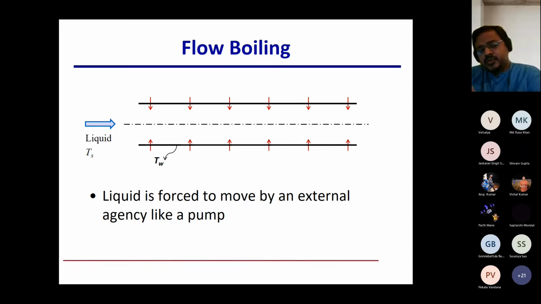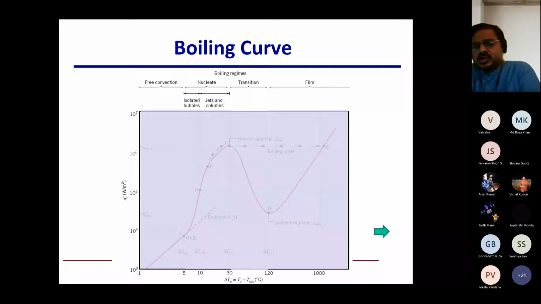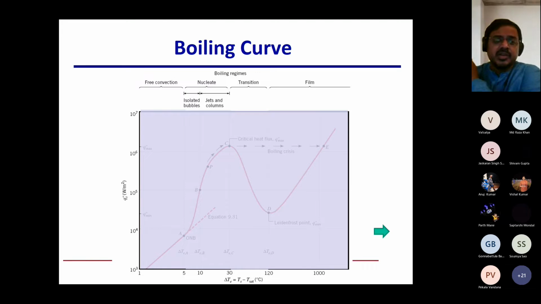And the liquid has to move through this tube. In order to make this liquid move, you need an external agency like a pump. Okay? Now for this class, we are going to be restricted to pool boiling only. So what I will introduce right now in the next few minutes is a very classical concept in heat transfer, which is called the pool boiling curve.